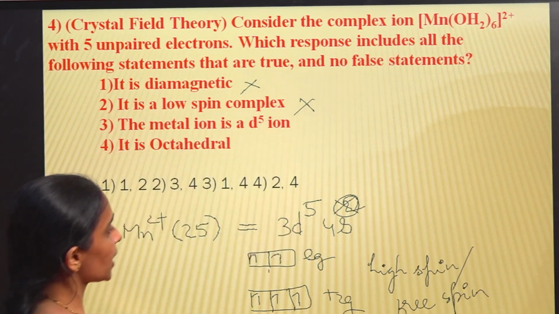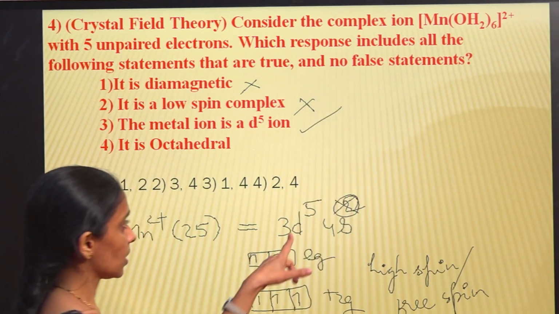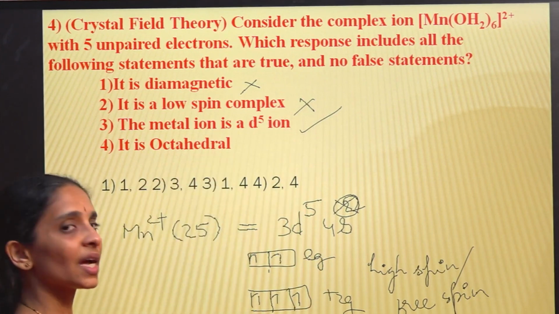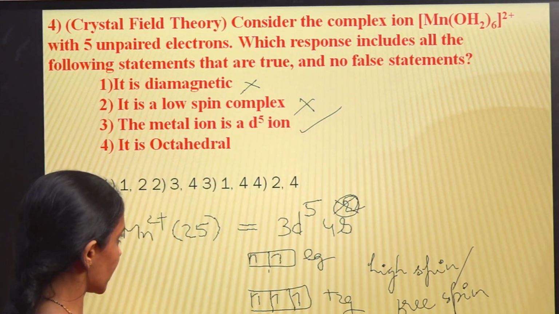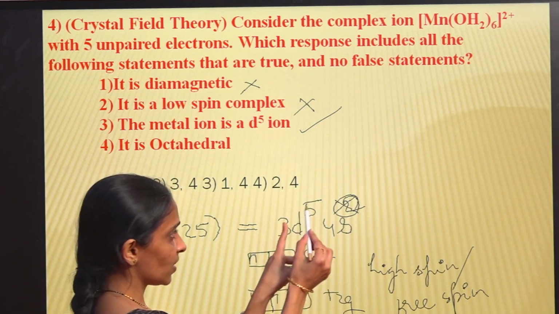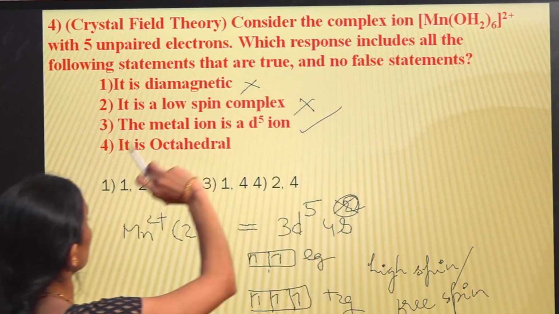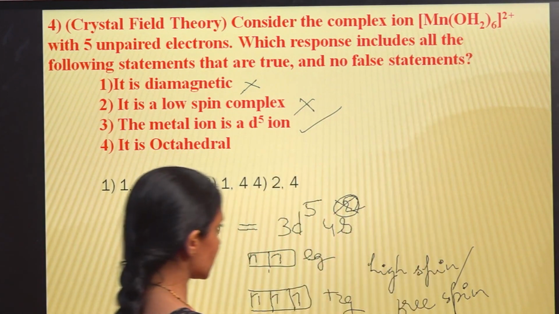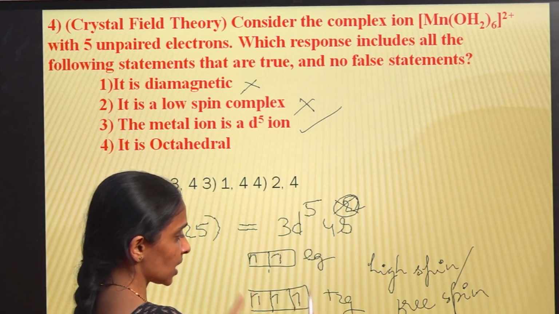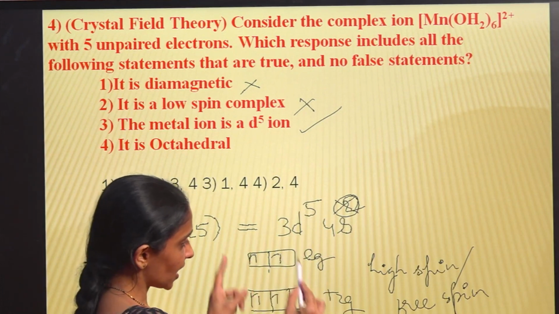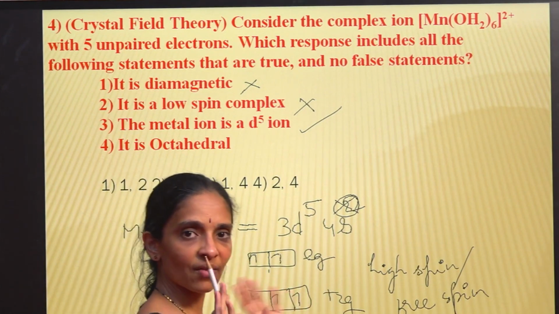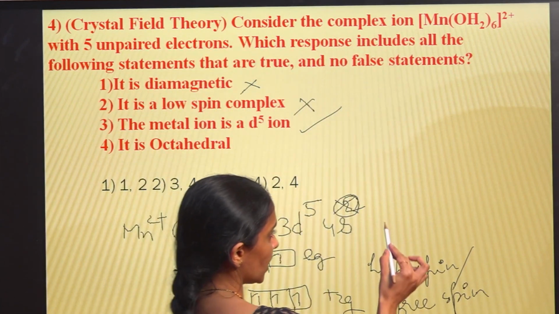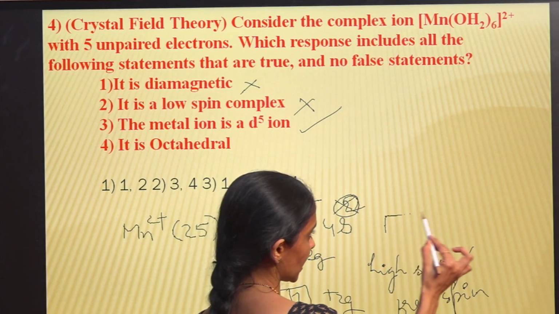It's a D5 ion, that's correct. The configuration is D5. So this statement is correct. It is octahedral. That is also correct because you have a D5 system here, and in order to accommodate 6 ligands, these d orbitals are not available. They contain unpaired electrons. They are not available to accommodate the ligand electrons.